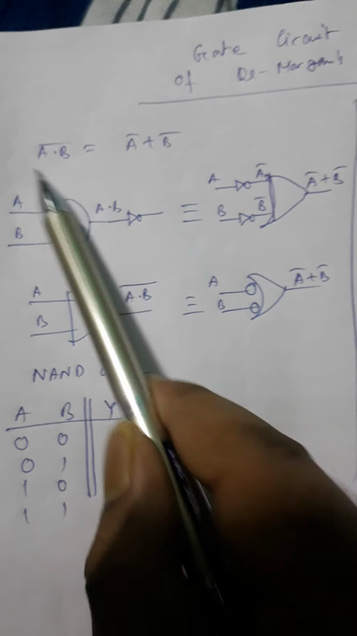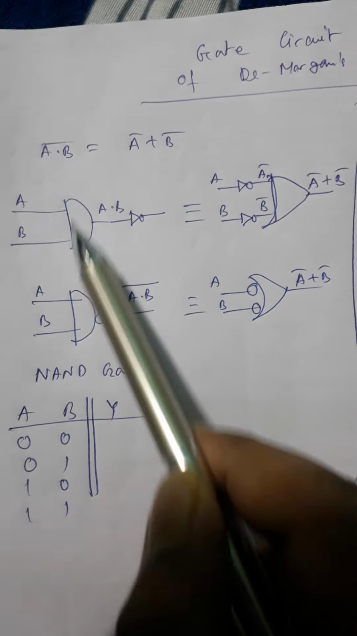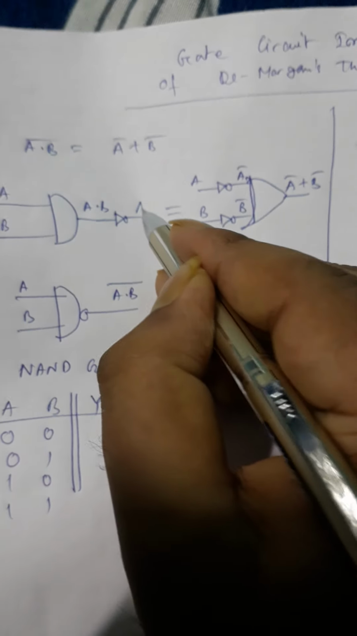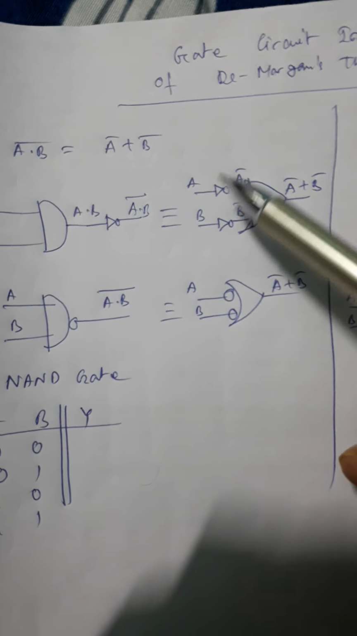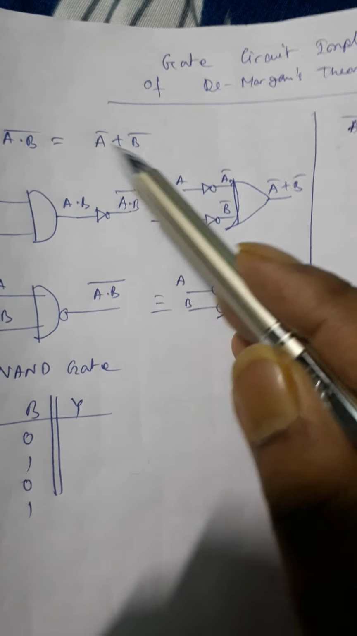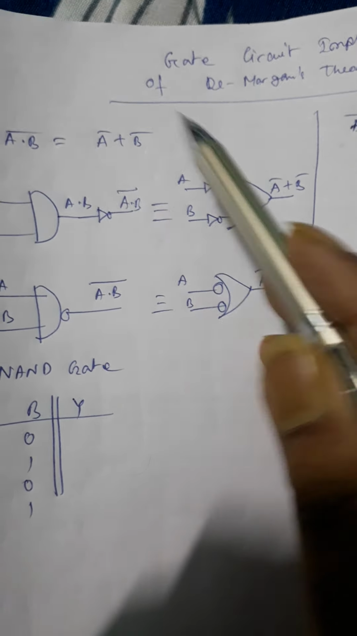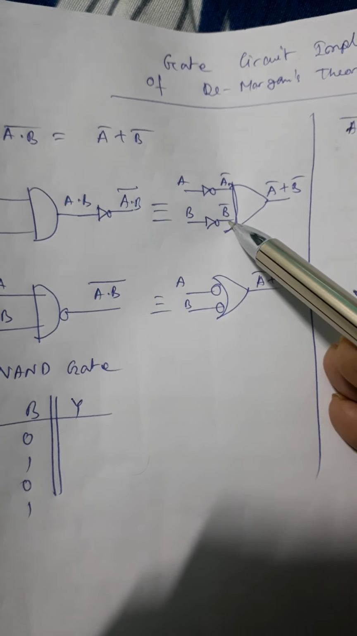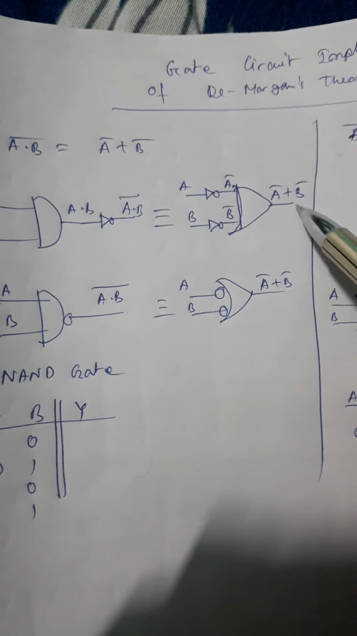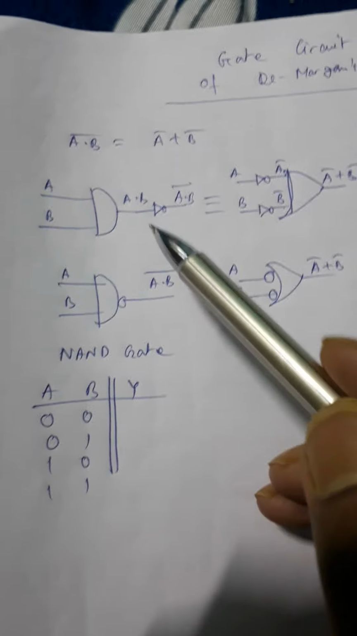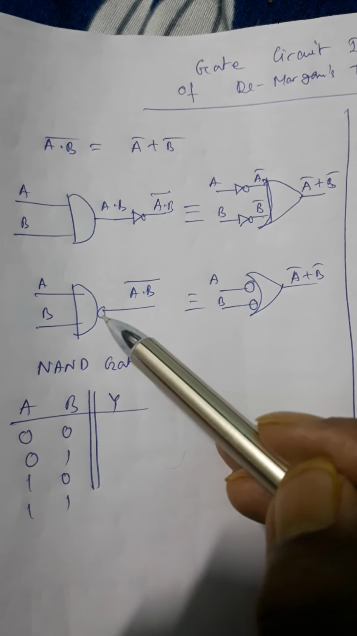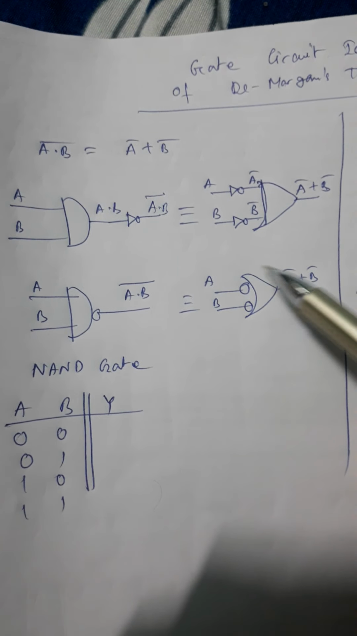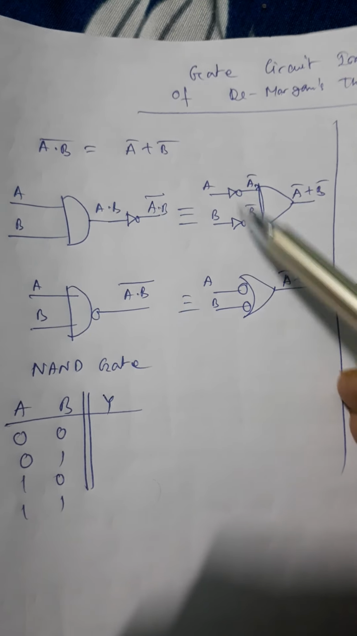Fine. Now let us draw it. A dot B whole bar. So A, B, and then we get A dot B whole bar. Fine. So here also we are drawing this A bar plus B bar. So we have to make A bar, right? A through a NOT gate becomes A bar, B through a NOT gate becomes B bar, and then this OR gate gives A bar plus B bar. Fine. Now this NOT gate will be a bubble here. So A, B, A dot B whole bar, right? Here also this NOT gate becomes a bubble.